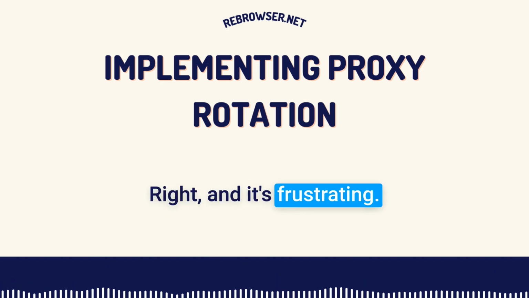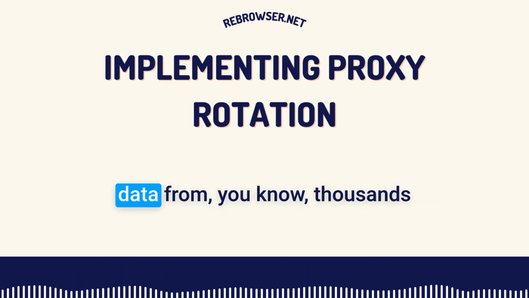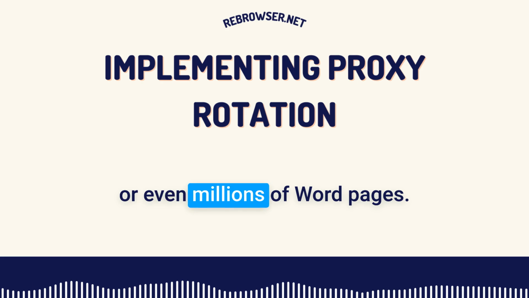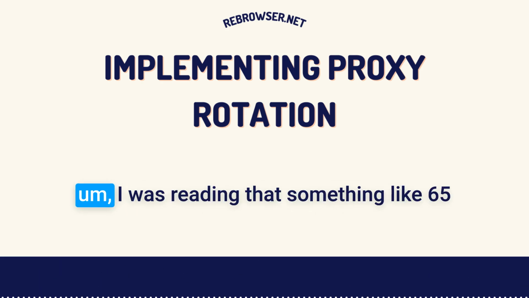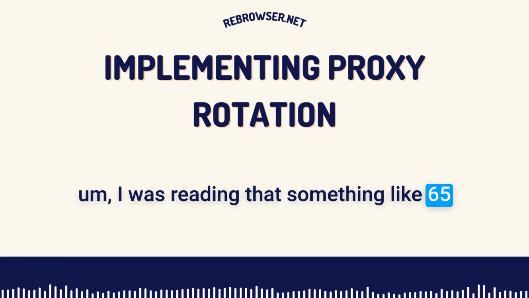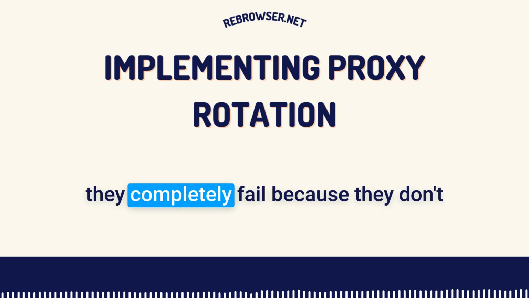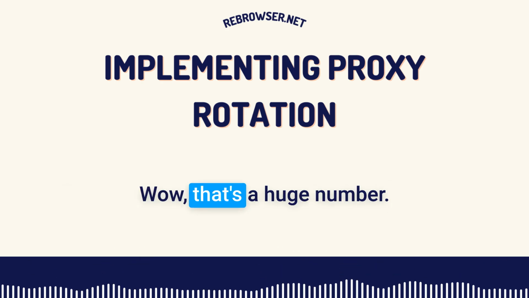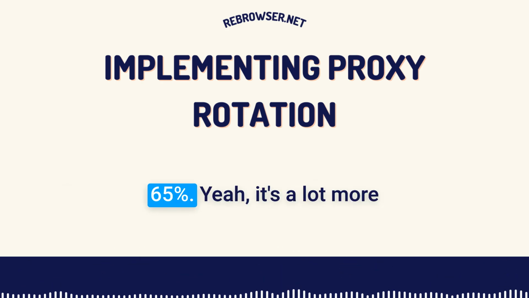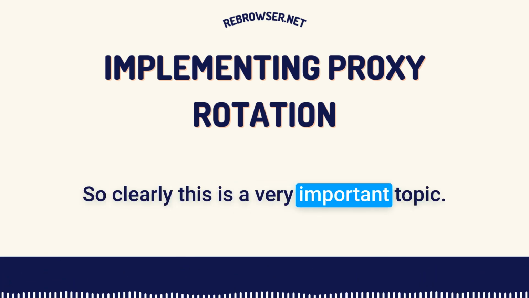Right. And it's frustrating, especially when you're trying to do this at scale. Imagine you're trying to collect data from thousands or even millions of web pages. I was reading that something like 65% of large web scraping projects completely fail because they don't have a good way of managing their proxies. Wow, that's a huge number, 65%. Yeah, it's a lot more common than you might think. So clearly, this is a very important topic.